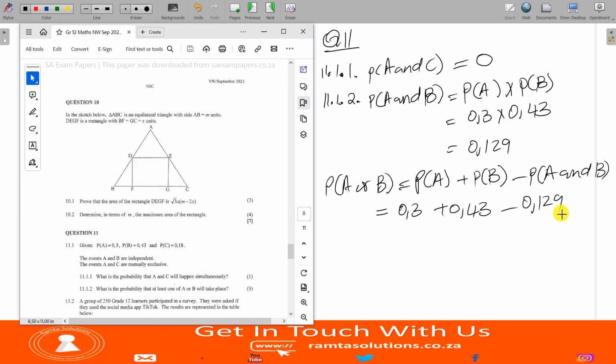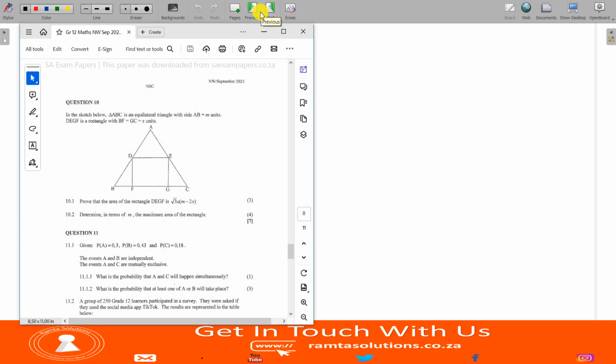So 0.3 plus 0.43 is 0.73, minus that. What is it? Our answer is 0.601, which is basically 0.6. Our answer is 0.601. If you like, you can say our answer is 0.60 or simply 0.6. Perfect. Proceeding. Remember, you leave your answer correct to 2 decimal places.